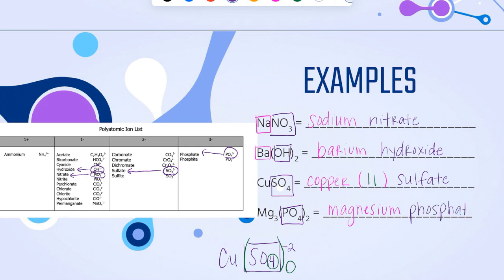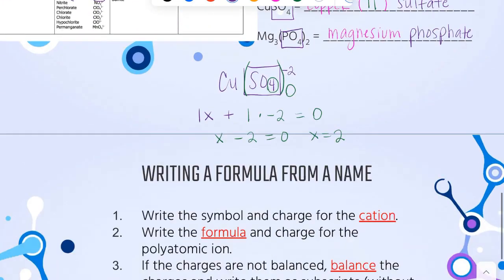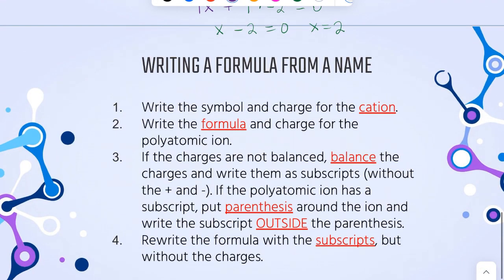And since magnesium wasn't a transition metal, we don't really care about the extra subscripts there. Those will make more sense once we write our formulas here in the next section. So let's try. How do we write a formula for a compound that contains a polyatomic ion?